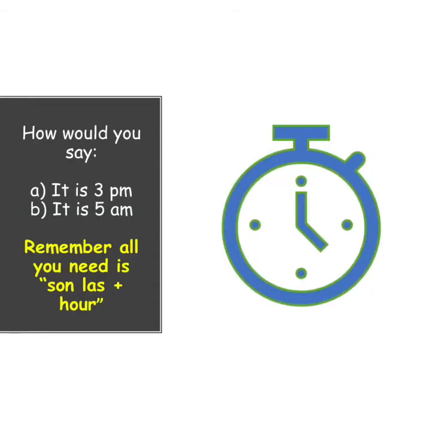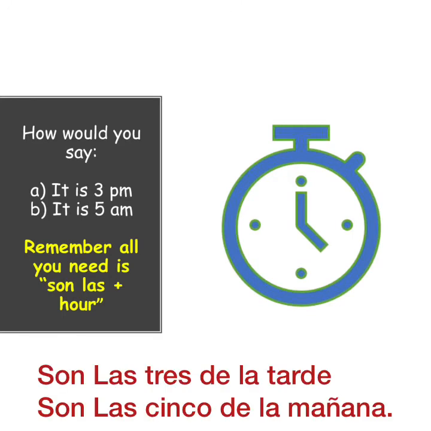Try these two for yourselves. How would you say it is 3 p.m.? And how would you say it is 5 a.m.? Remember, all you need is son las, and then you put the hour. A few moments later. If you said son las 3 de la tarde and son las 5 de la mañana, then you are correct.